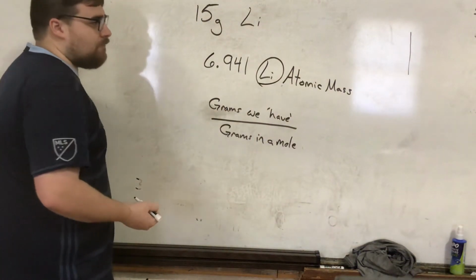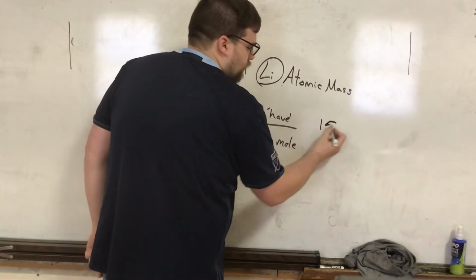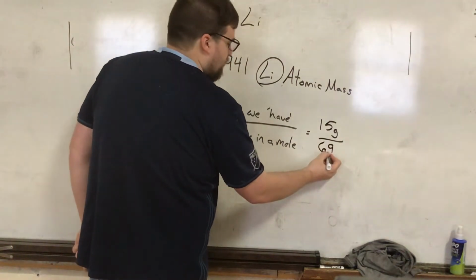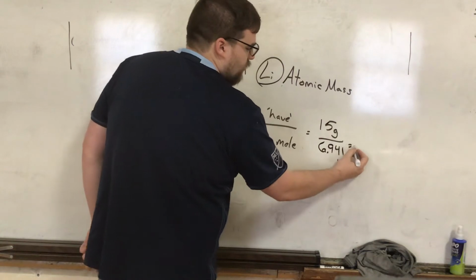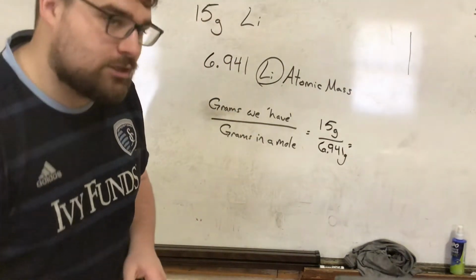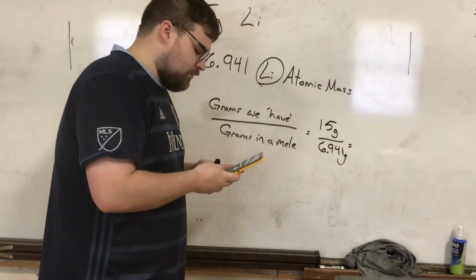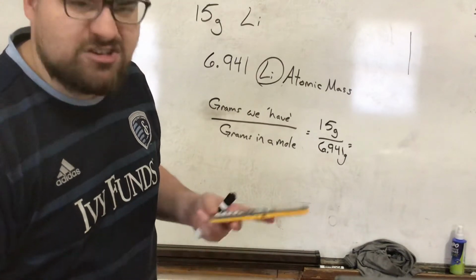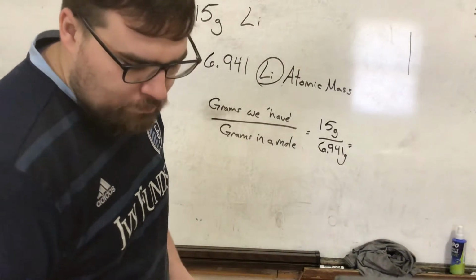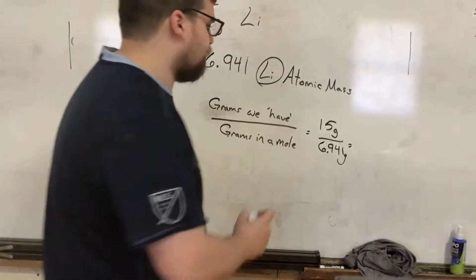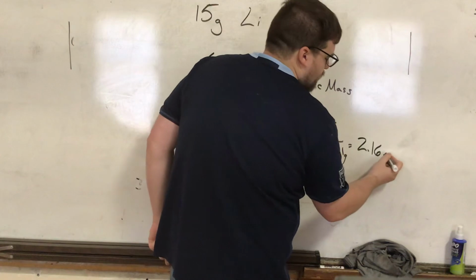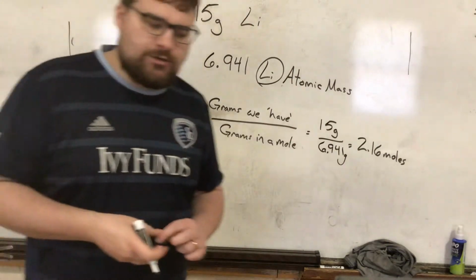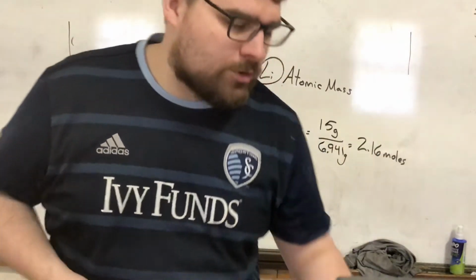So how many grams do we have? 15. How many grams are in a mole of lithium? Its atomic mass, 6.941 grams. All we have to do is divide those numbers. We get 15 divided by 6.941, and I'll round it to 2 decimal places. We have 2.16 moles of lithium. We'll do one other problem here, but luckily these problems are pretty straightforward.